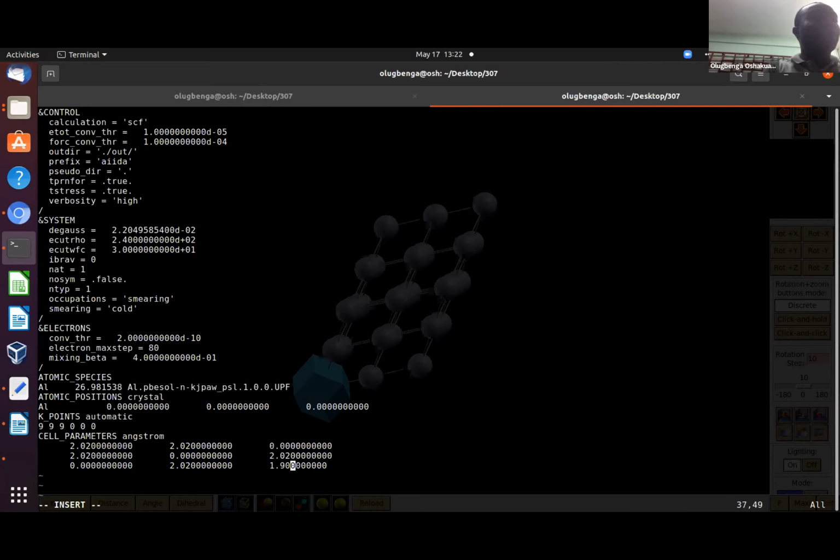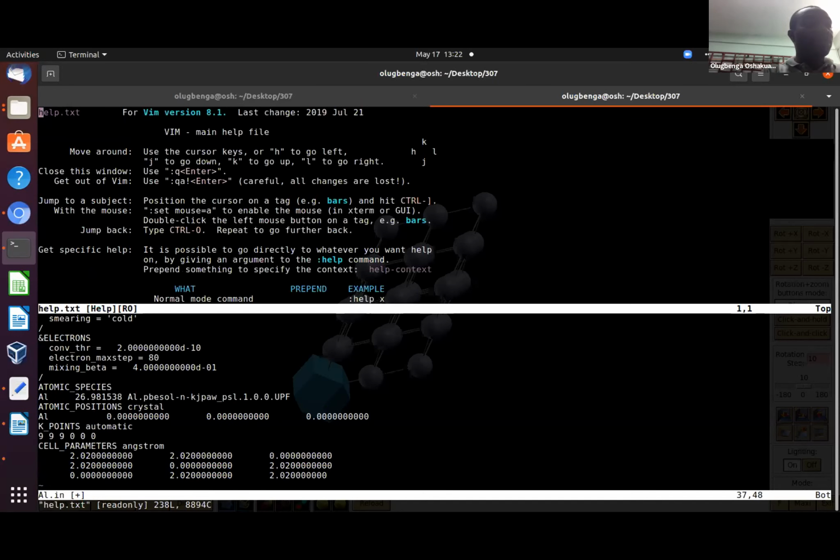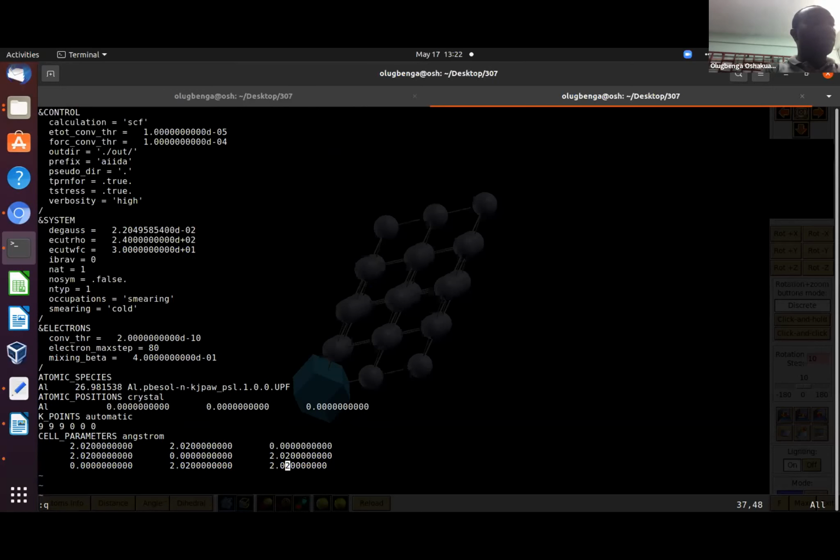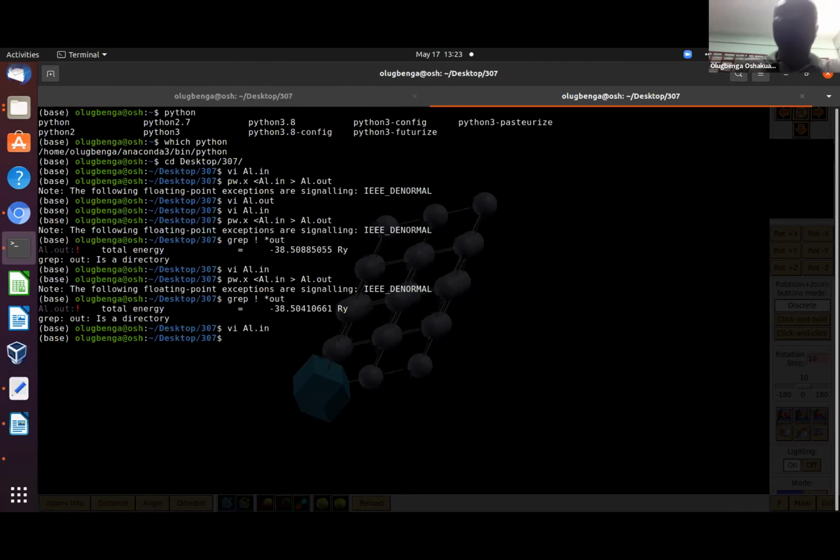the dimension that has the least is what we are going to adopt as the optimal structure. The cell that has the least energy is what we'll take as the optimal structure, because since it's having the least energy, it means that it has stability, to be more stable at that condition.